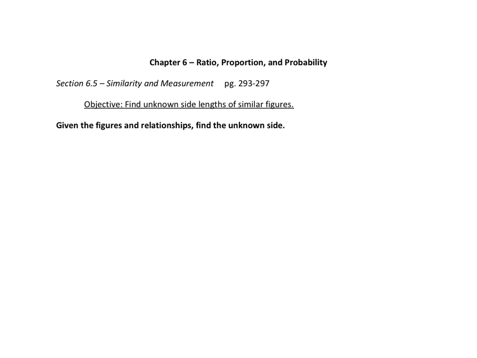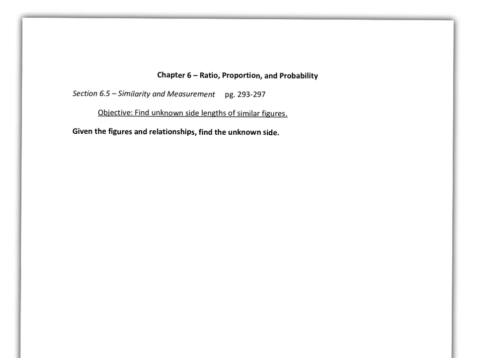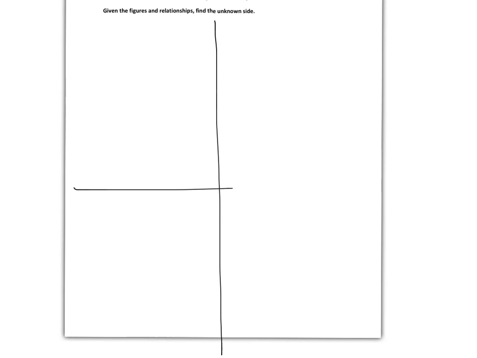Okay, this is section 6.5 where we're going to learn about similarity and measurement. All of that stuff we learned in the last couple of chapters about similar triangles and quadrilaterals, we're going to learn how we can actually apply it in those. Property we learned. So I have 4 examples for you today. We're going to have to test out your drawing skills because we've got a bunch of figures to draw.